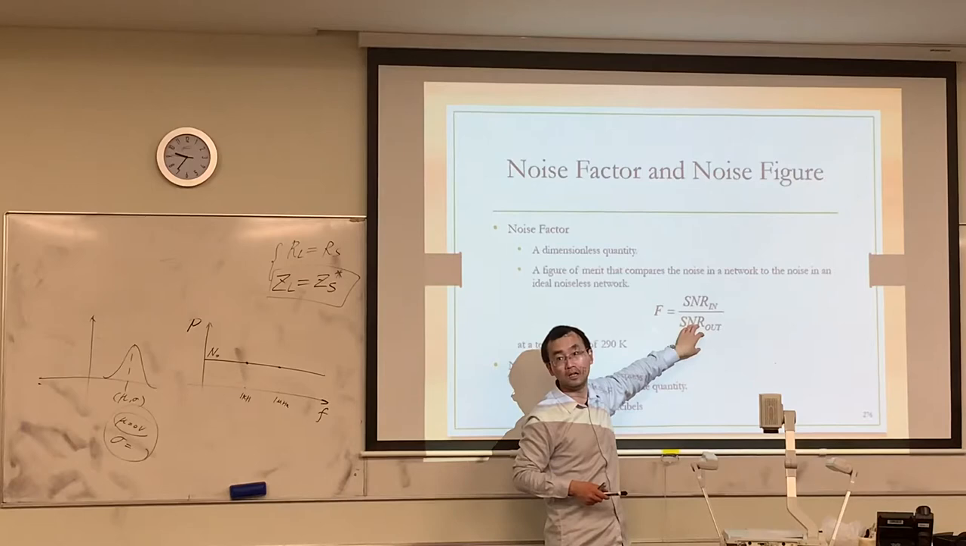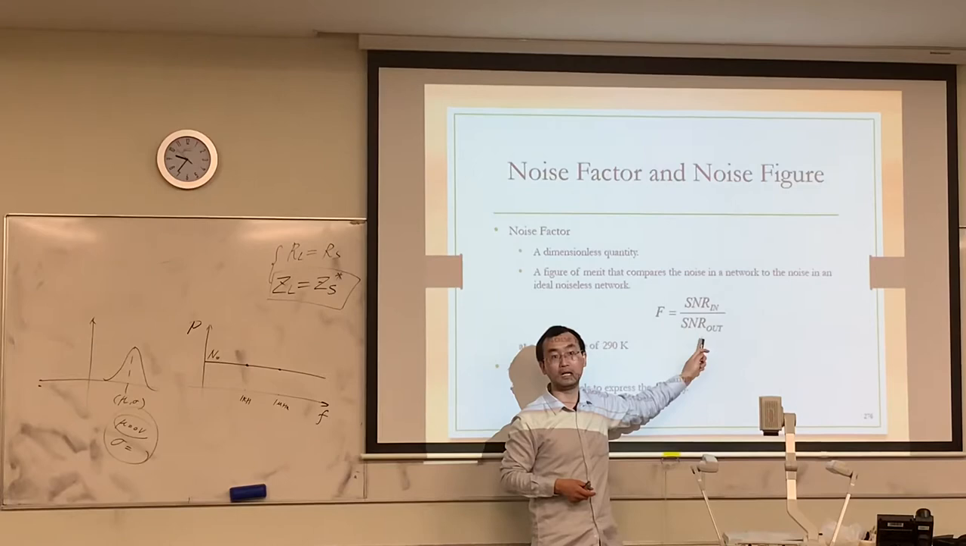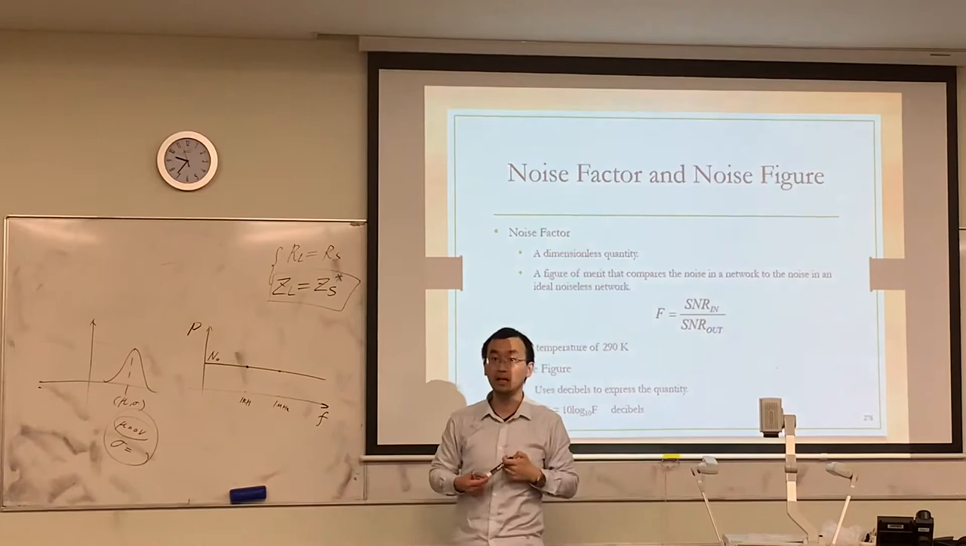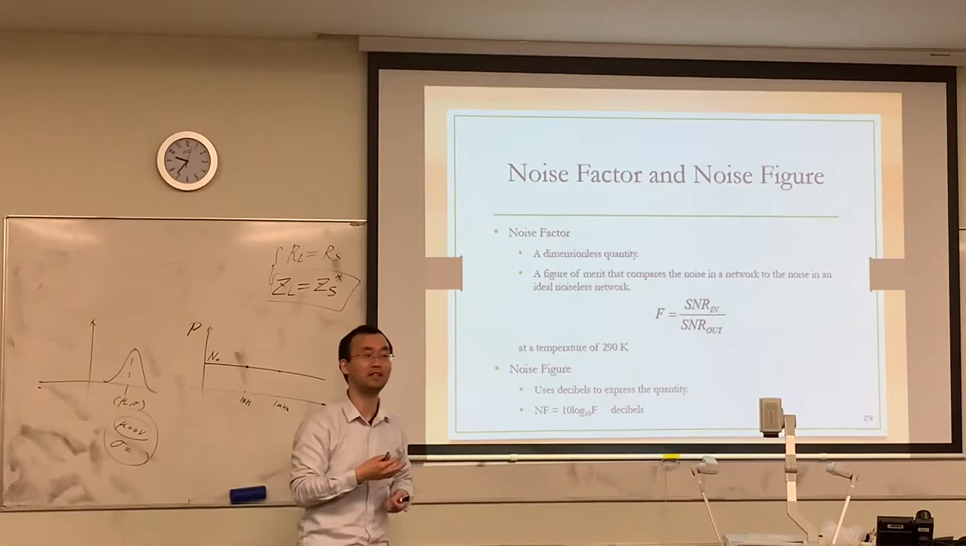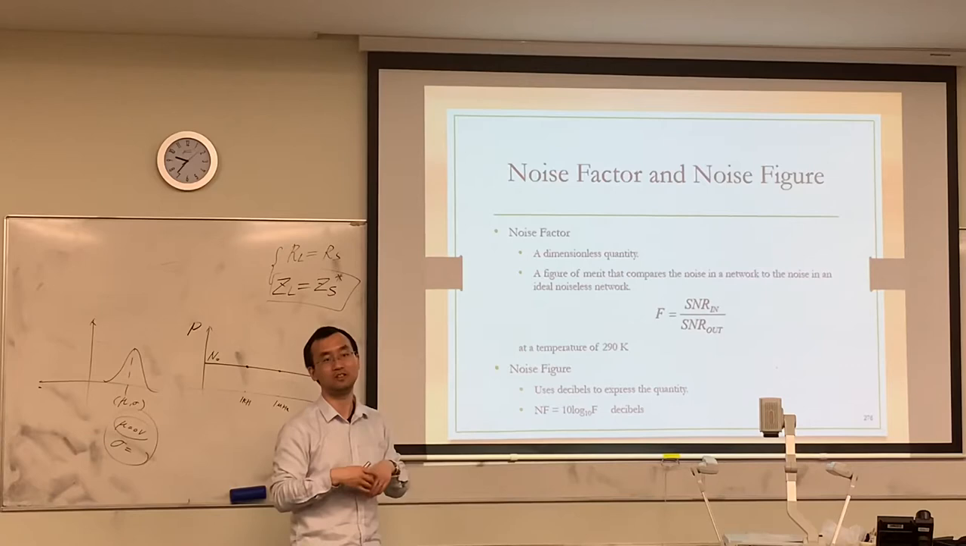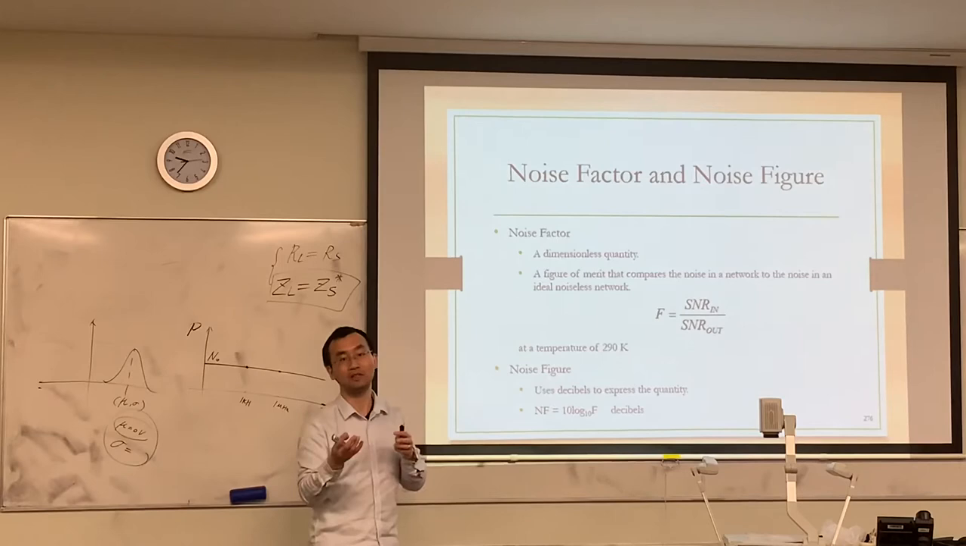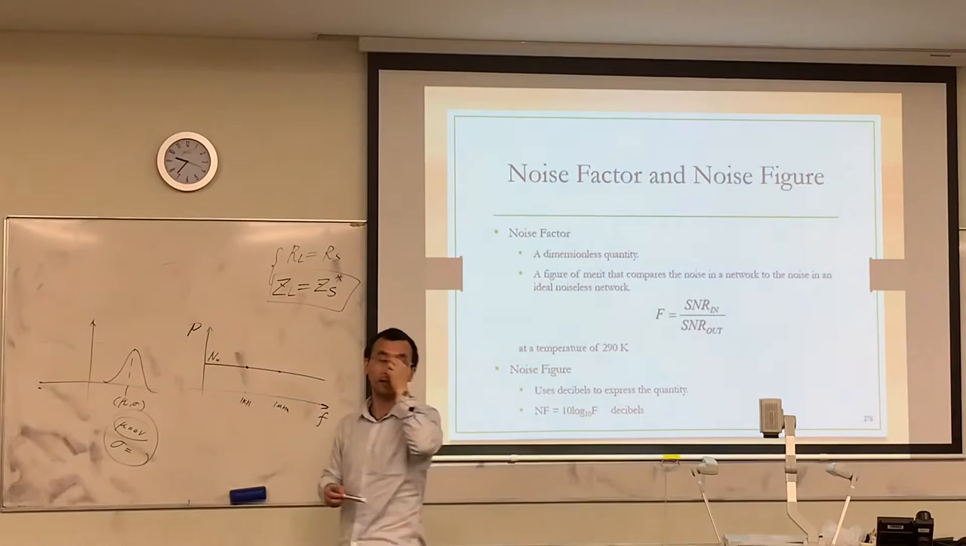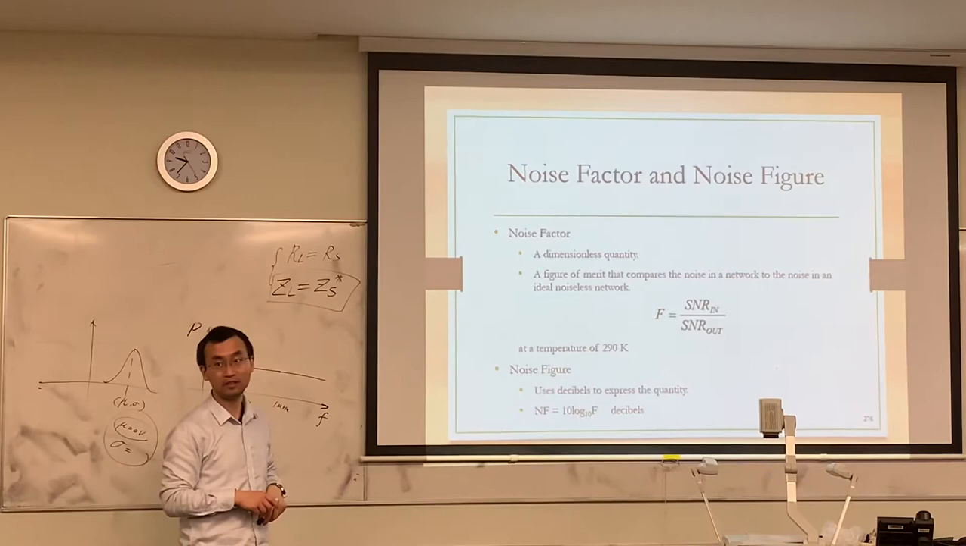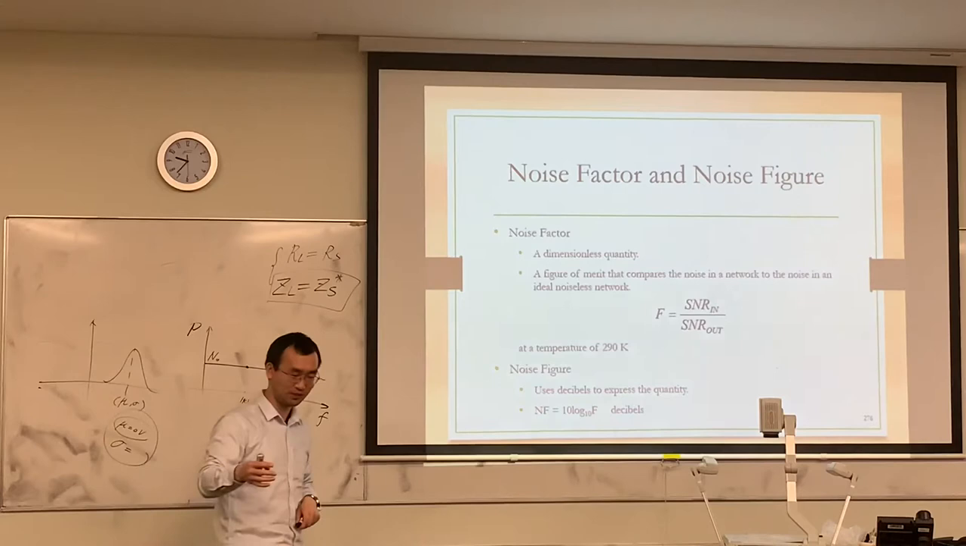So you can see that this one is always larger than one, right? Because any device cannot make the noise lesser. The minimum means you didn't introduce any extra noise, so this one will be one. But most of the time, you introduce extra noise, so this value will be larger than one. The larger, the worse the device, because it means the quality of the signal becomes worse and worse. This one is the input, this one is the output.